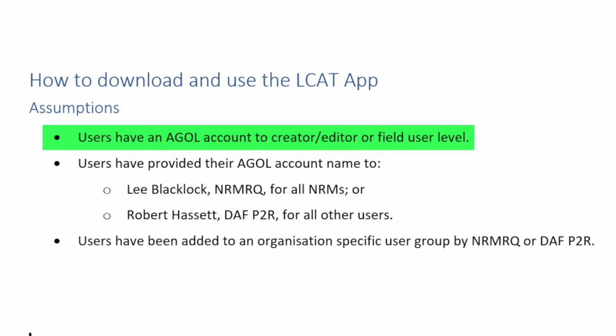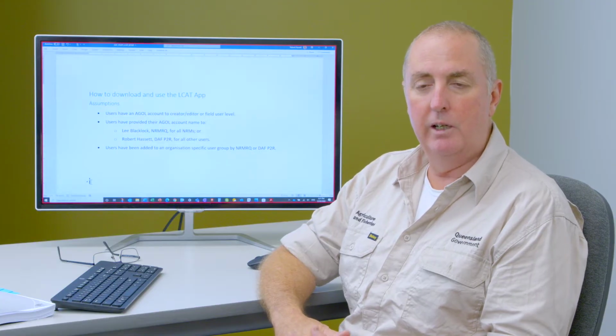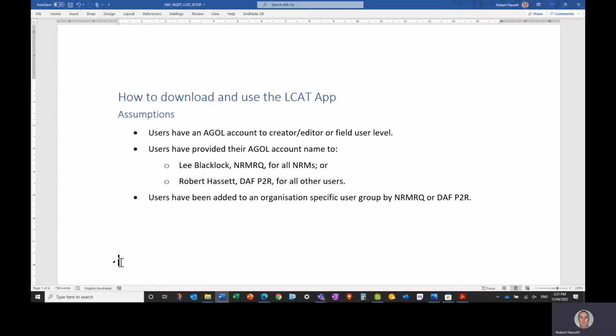Those accounts or those license levels need to be creator or editor, or sometimes they might be called field user account. If you don't have that level of account, you'll be able to see the app in the download area, but you won't actually be able to capture anything in there.